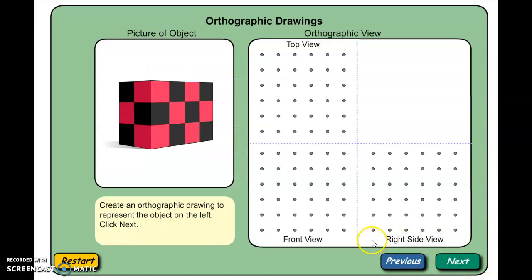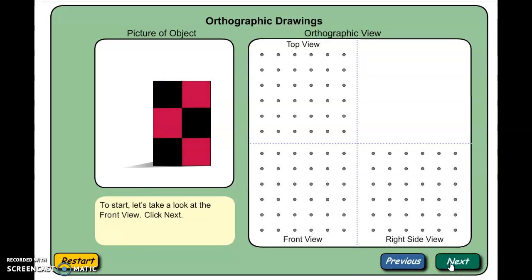Okay, so creating an orthographic drawing of this object. So the front face is the one that is facing us here on the left of our isometric. So they would create our front view and draw it. So over 2, up 3, back 2, down 3. So that's what they've done right here.